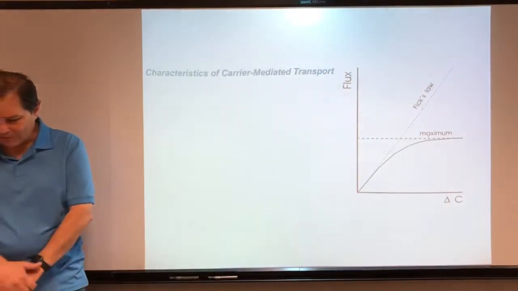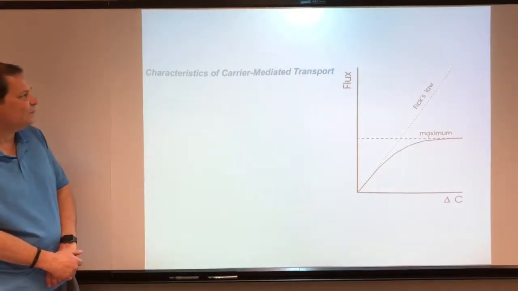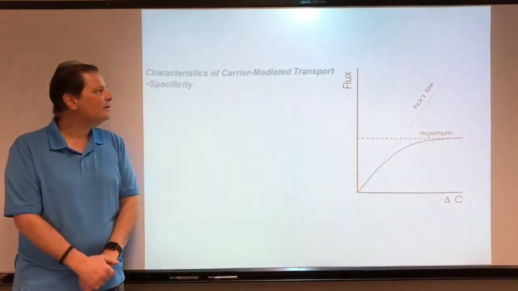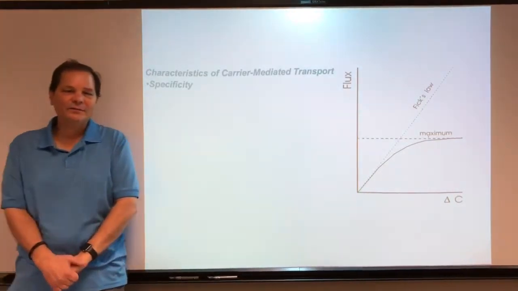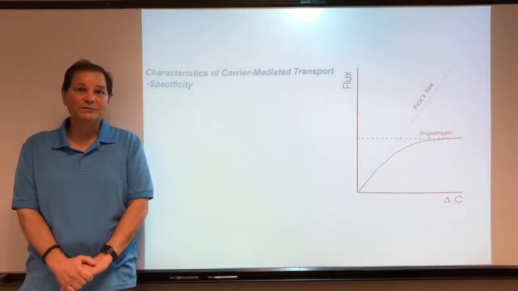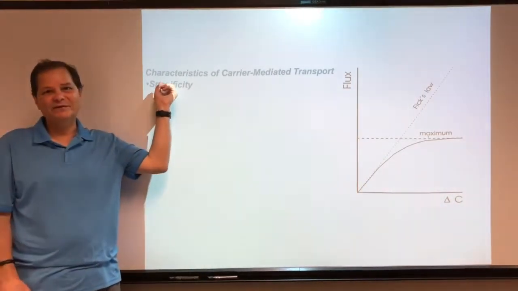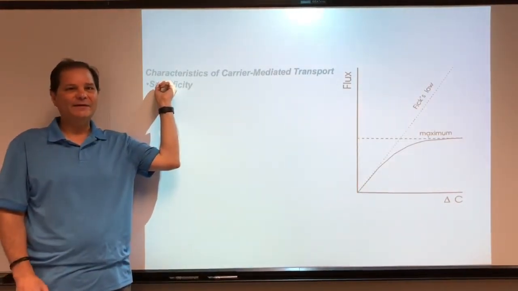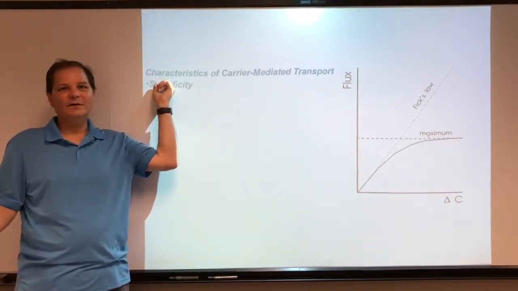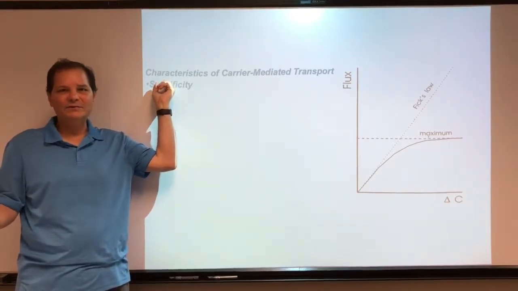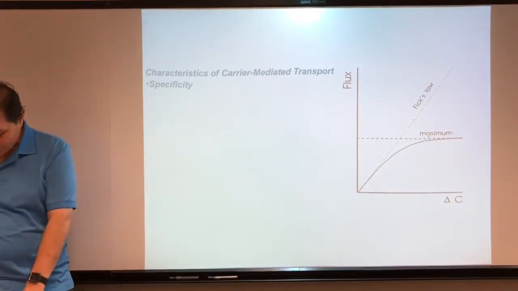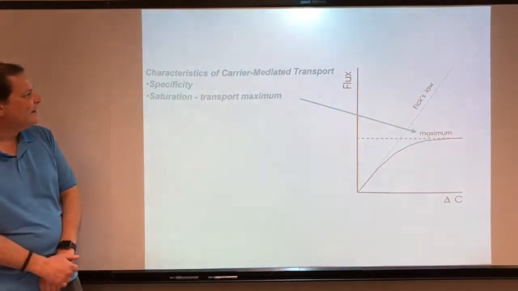Okay. So some characteristics of carrier-mediated transport that you should recognize. The first is the characteristic of specificity. Carriers tend to be specific for one kind of substance or for one group of very closely related substances, closely related structurally. Okay, and that's what we mean by specificity. So a glucose carrier will not typically transport something that's completely different, some carbohydrate that's got a completely different structure. That's what we mean by specificity.